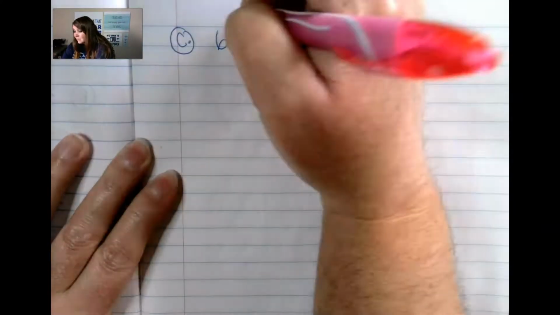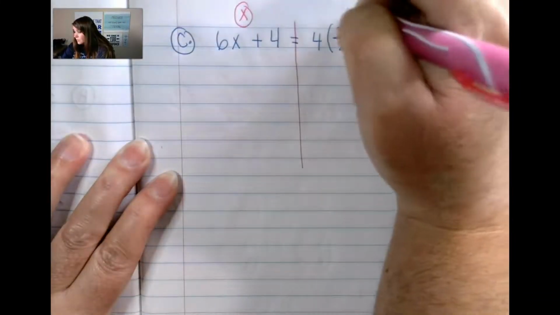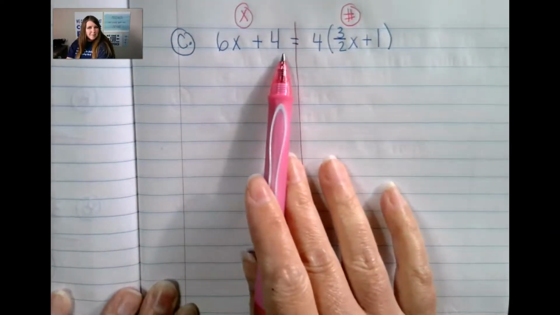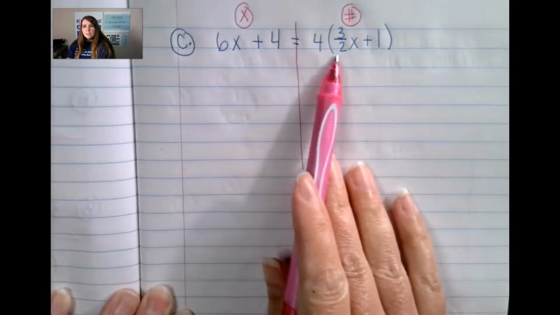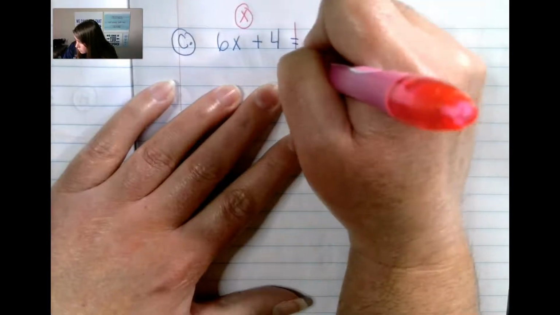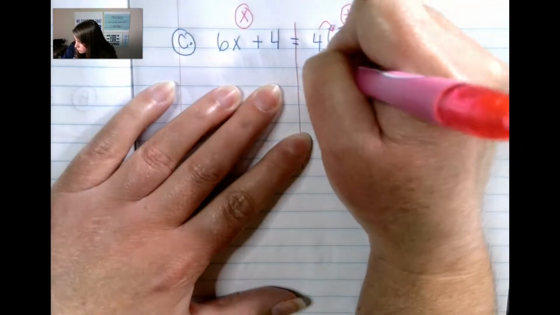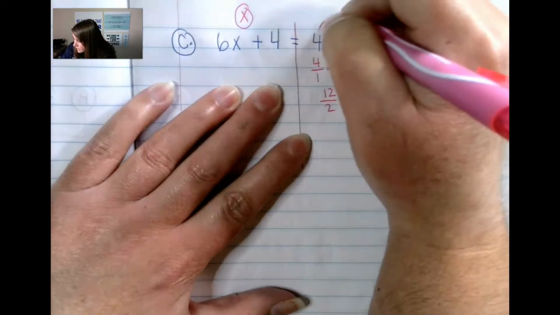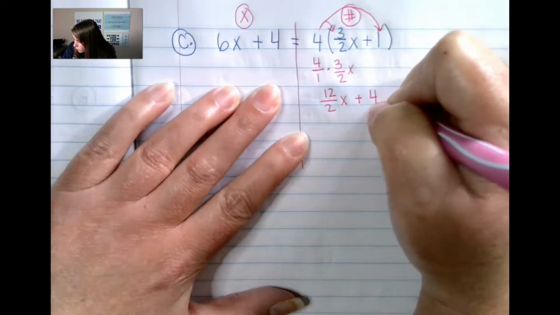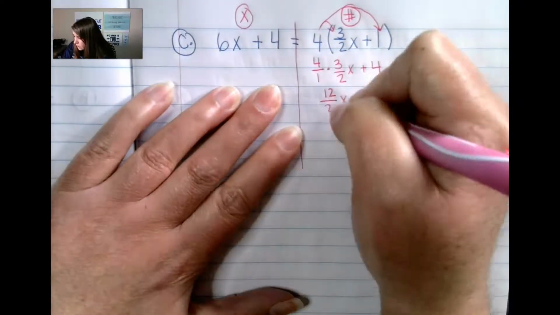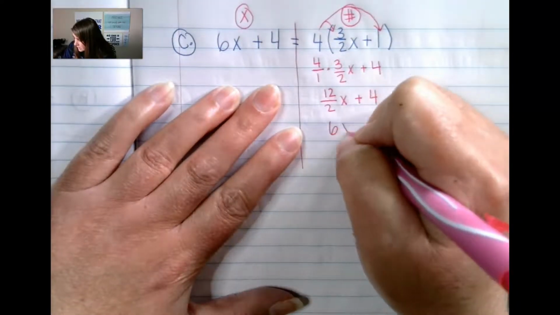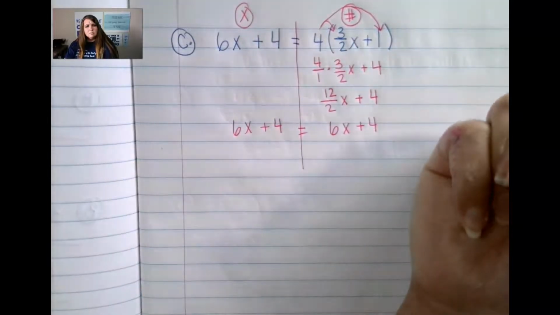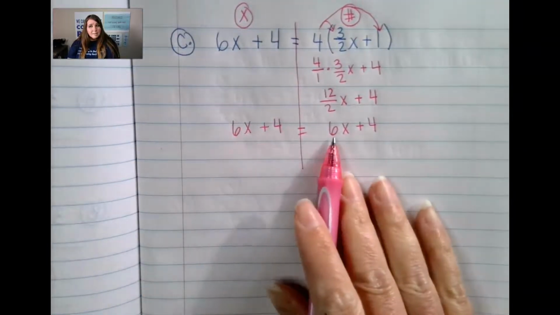So again, we want x's on one side and we want numbers on the other. Right now I have both, but I also have distributive property. I don't need to do anything over here yet because there's no distributive property. So let's go ahead and solve this problem. So 4 over 1 times 3 over 2, x. That gives me 12 over 2x. And then this distributive property plus 4. So 12 over 2x is the same as 6x plus 4. And this side is 6x plus 4. That's kind of weird. Okay, they're the exact same.